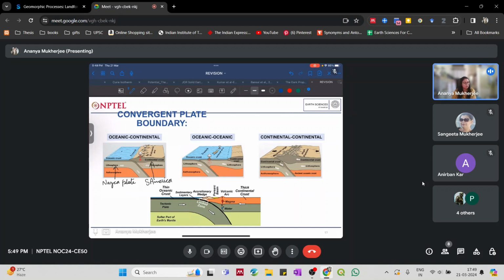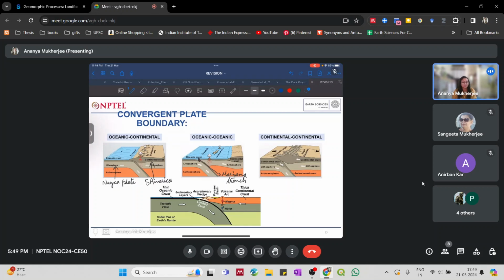For oceanic and oceanic, you can see this trench that is created. The very famous example is the Mariana Trench. The Mariana Trench is formed because of oceanic convergence.